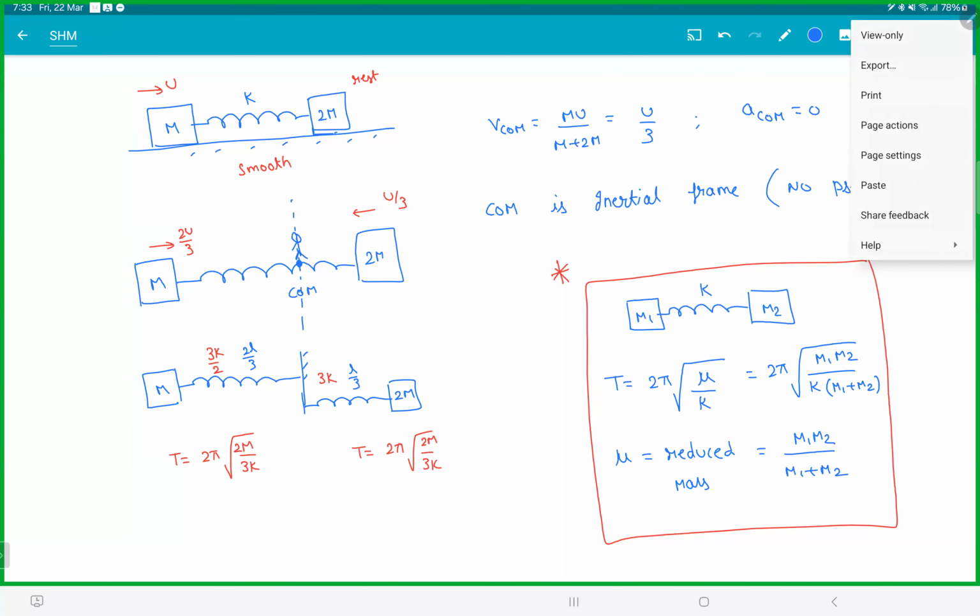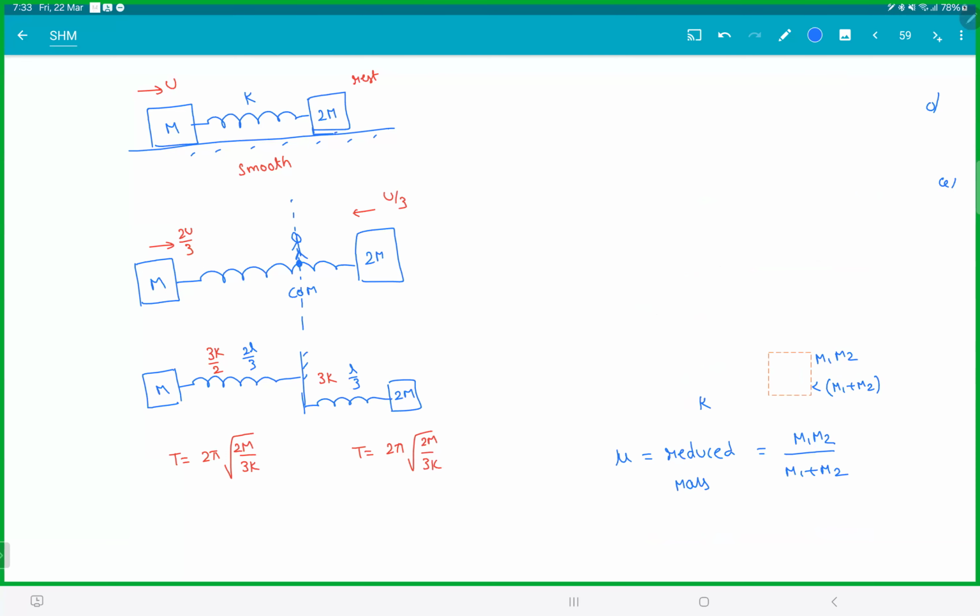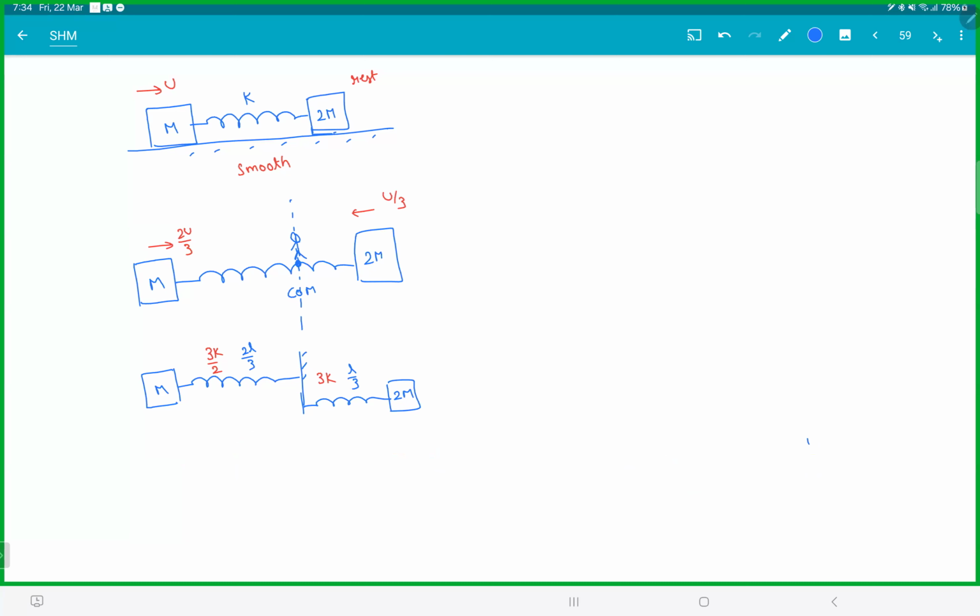See, if you want the speeds here, you can clearly see these blocks are simply oscillating front and back. So after some time, this will go back with 2u by 3. This will go back with u by 3.